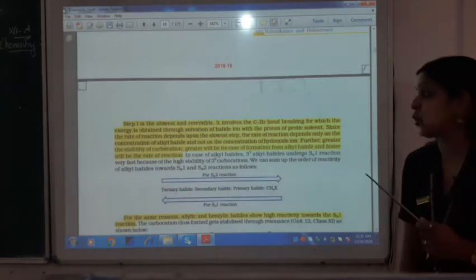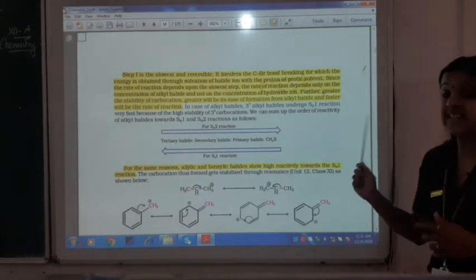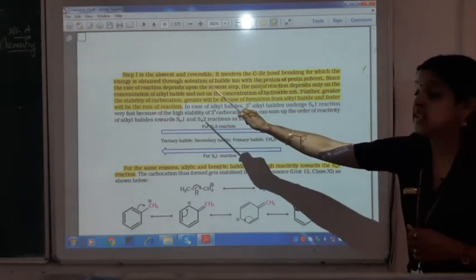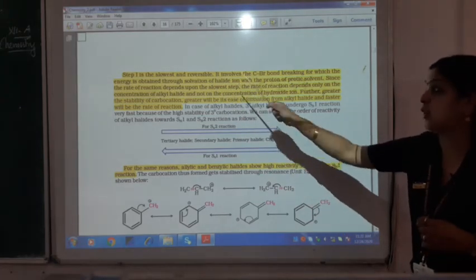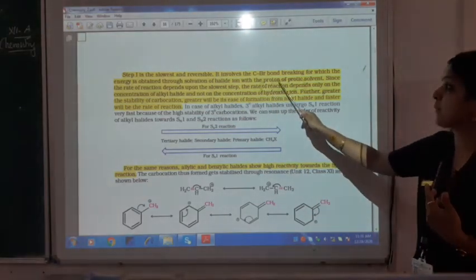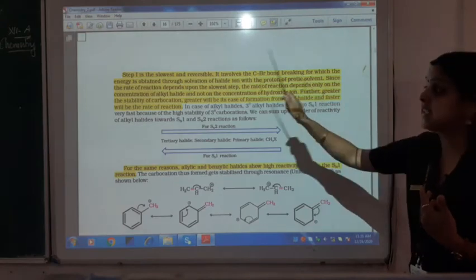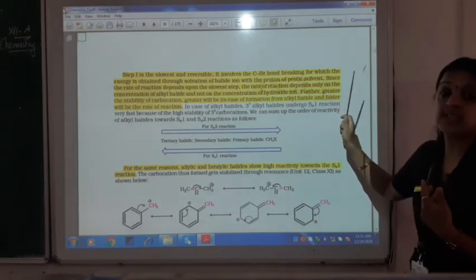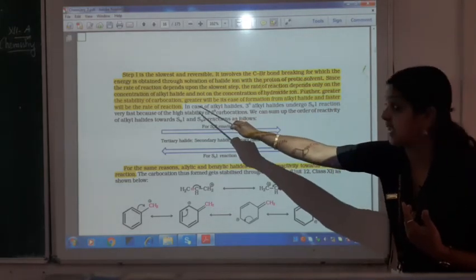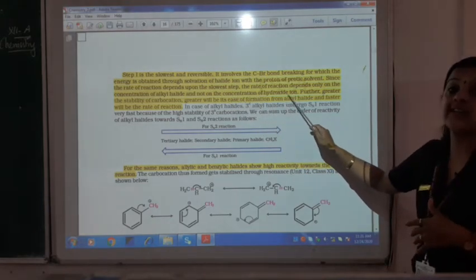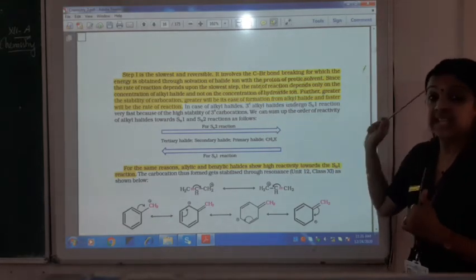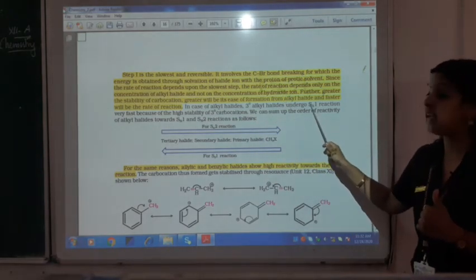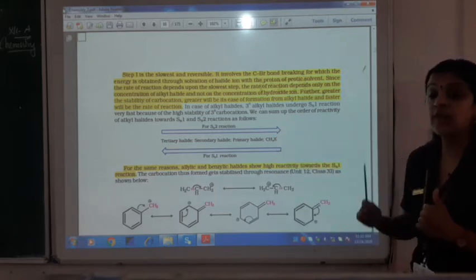Step 1 is the slowest and reversible, that is the slowest rate determining step. It involves the C-Br bond breaking, for which the energy is obtained through solvation of the halide ion. The halogen atom comes out with the proton of the protic solvent. Since the rate of reaction depends on the slowest step, the rate of reaction depends only on the concentration of tertiary alkyl halide and not on the concentration of the hydroxide ion. So greater the stability of the carbocation, greater will be the formation of the carbocation from the alkyl halide and faster will be the rate of reaction.